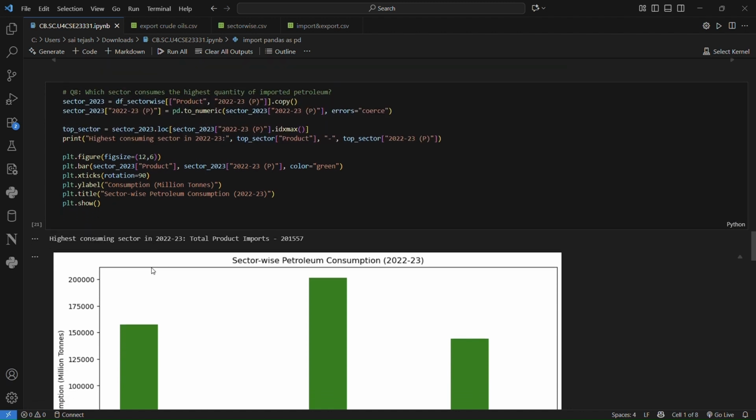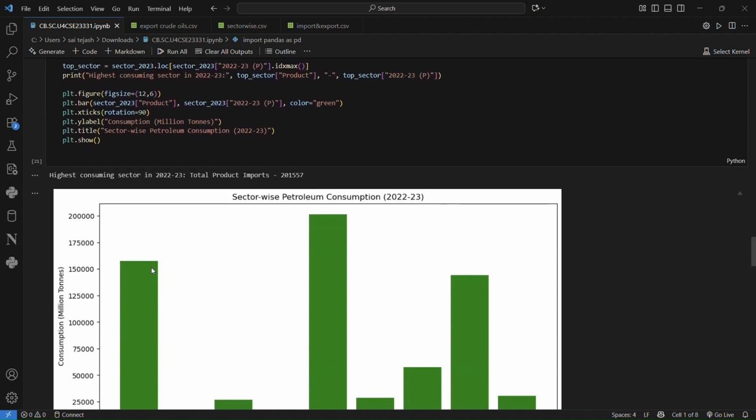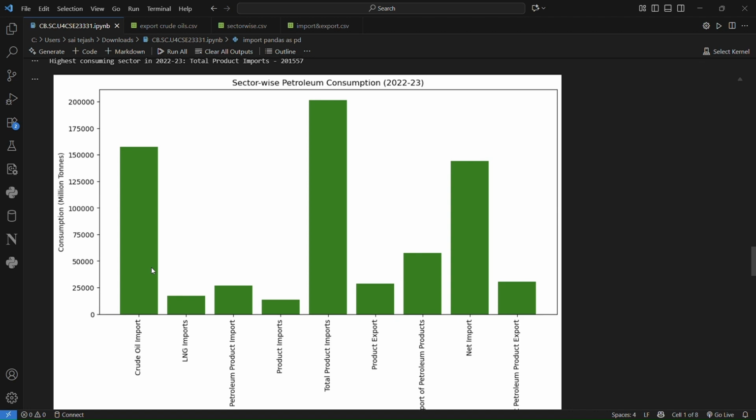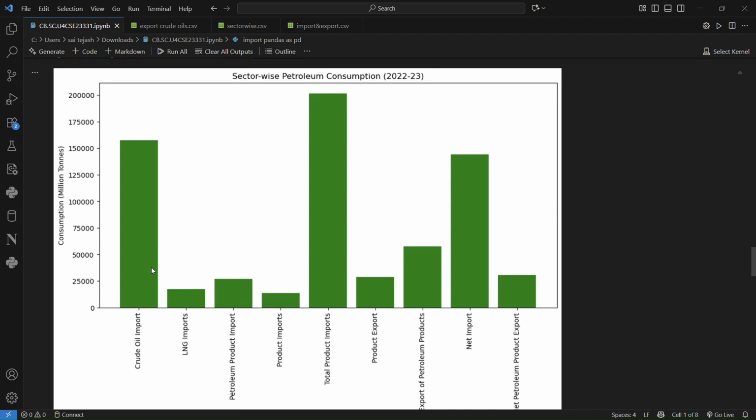And this is the code for the bar chart, which shows petroleum consumption across various sectors. From the chart, it is easy to see how different sectors contribute to overall consumption. This is a crucial insight as it helps policymakers understand which sectors to prioritize for energy efficiency improvements.